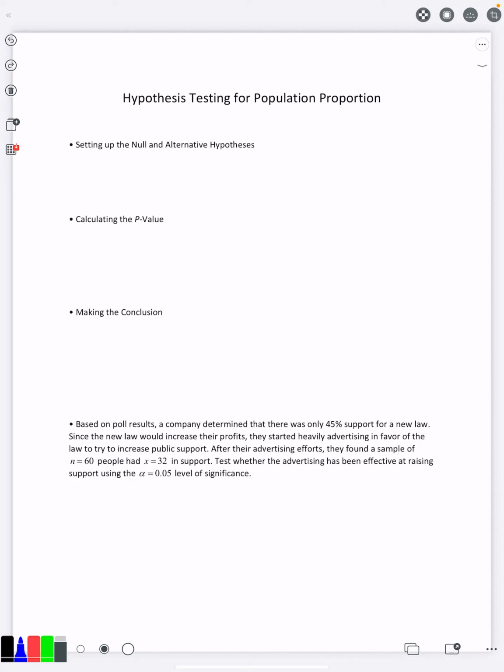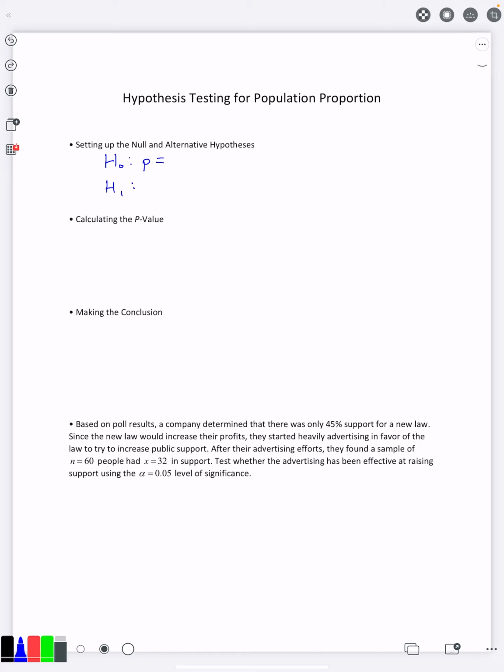In this video, we're going to cover the details for how to do a hypothesis test talking about the population proportion. So every time you start any hypothesis test, you want to set up your null and alternative hypotheses. And when you're doing them for the population proportion, your null hypothesis is always going to be p equals some number, and your alternative hypothesis is going to be either p less than a number, p greater than a number, or p not equal to the number.